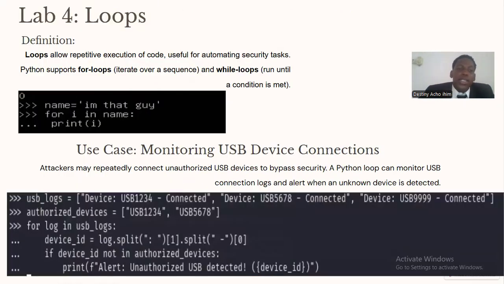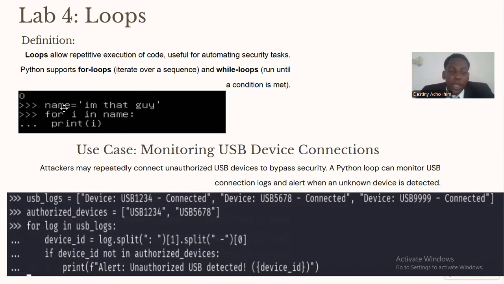The next thing we're going to talk about is loops. Loops help automate repetitive security tasks such as scanning networks, processing logs, and monitoring system activity. In cybersecurity, automation saves time and improves efficiency. We talk about for loops and while loops. For loops basically allow us to iterate over lists or logs, checking multiple entries for security threats. And while loops allow continuous monitoring of events until a security condition is met.